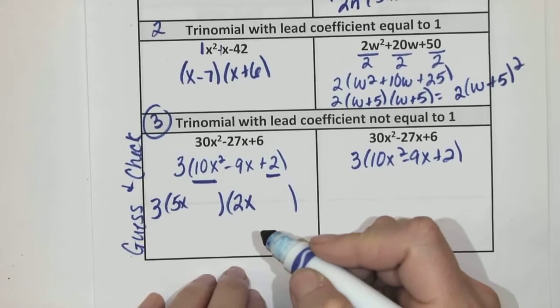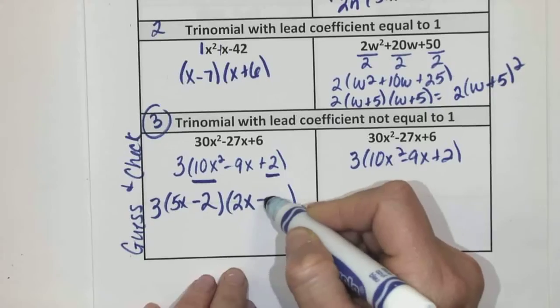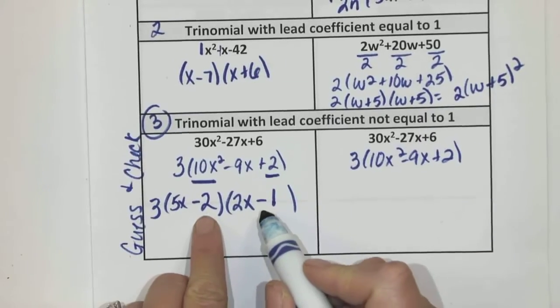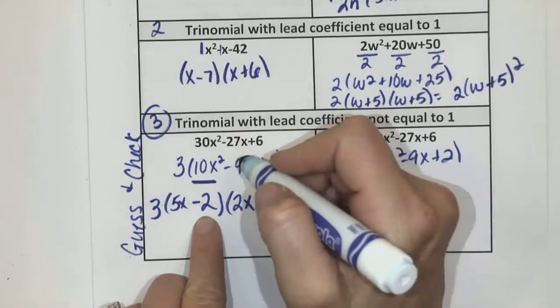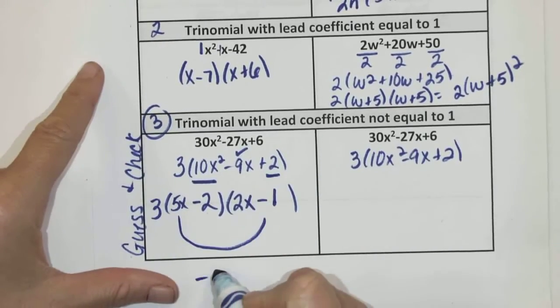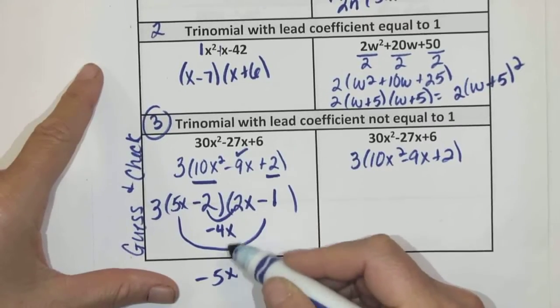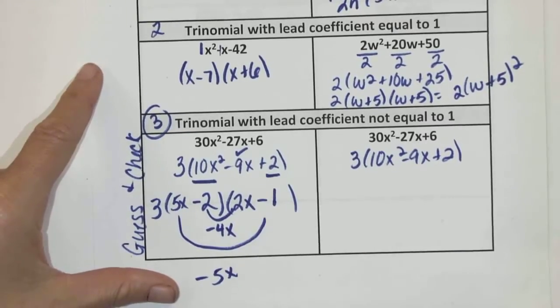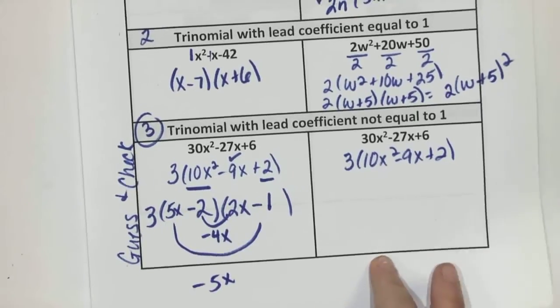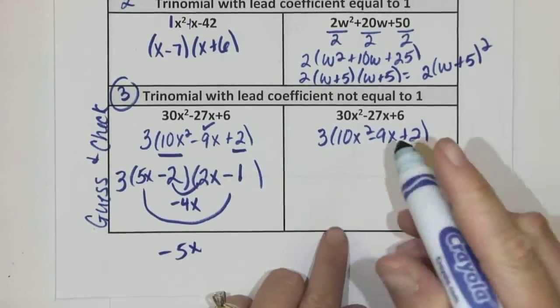So what I think I'm going to try is, let me try a negative 2 and a negative 1, because a negative times a negative gives me a positive. Then I'm going to check to see if I can get negative 9. This outside gives me negative 5x. Inside gives me negative 4x. Put those together, I do get negative 9. That's guessing and checking, and I got lucky. I guessed the right one first, so it might look a lot easier, although I know some people that love this method.